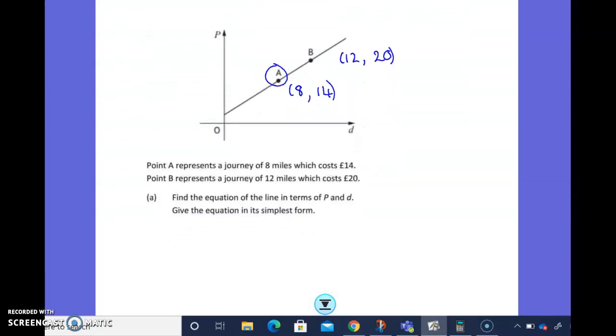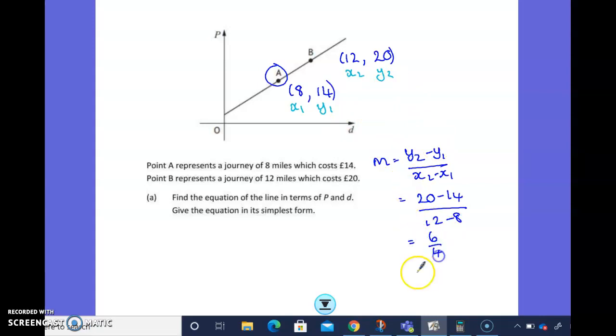Let's find the equation of the line in terms of P and D. So first thing I'm going to do is find my gradient. So I'm going to label my points x1, y1, x2, y2. Gradient formula, difference of the y's over the difference of the x's. So we get 20 minus 14 over 12 minus 8. 6 over 4, which is 3 over 2.